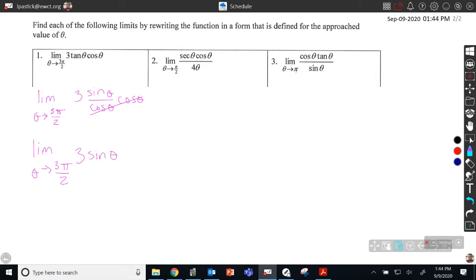So once we rewrite it, we want to try and plug it in again. So what's sine of 3 pi over 2? Well, that's the vertically south position on the unit circle. So that's going to be what? -1. So we now know what this equals. It is 3 times the sine of 3 pi over 2, which is 3 times -1, which hopefully is -3.